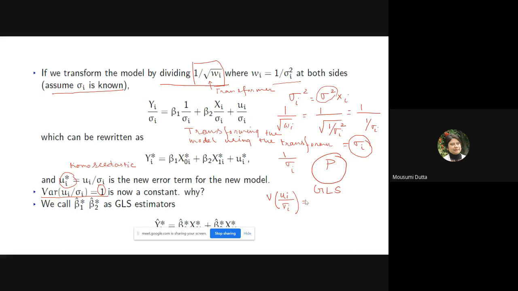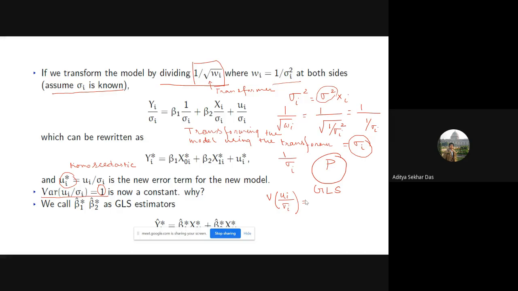Is it equal to 1 or not? Yes, ma'am. Okay, please explain why you are telling yes. Well, variance of ui by sigma I, we can write 1 by sigma I square into variance of ui, and variance of ui is sigma I square. So sigma I square by sigma I square is 1.